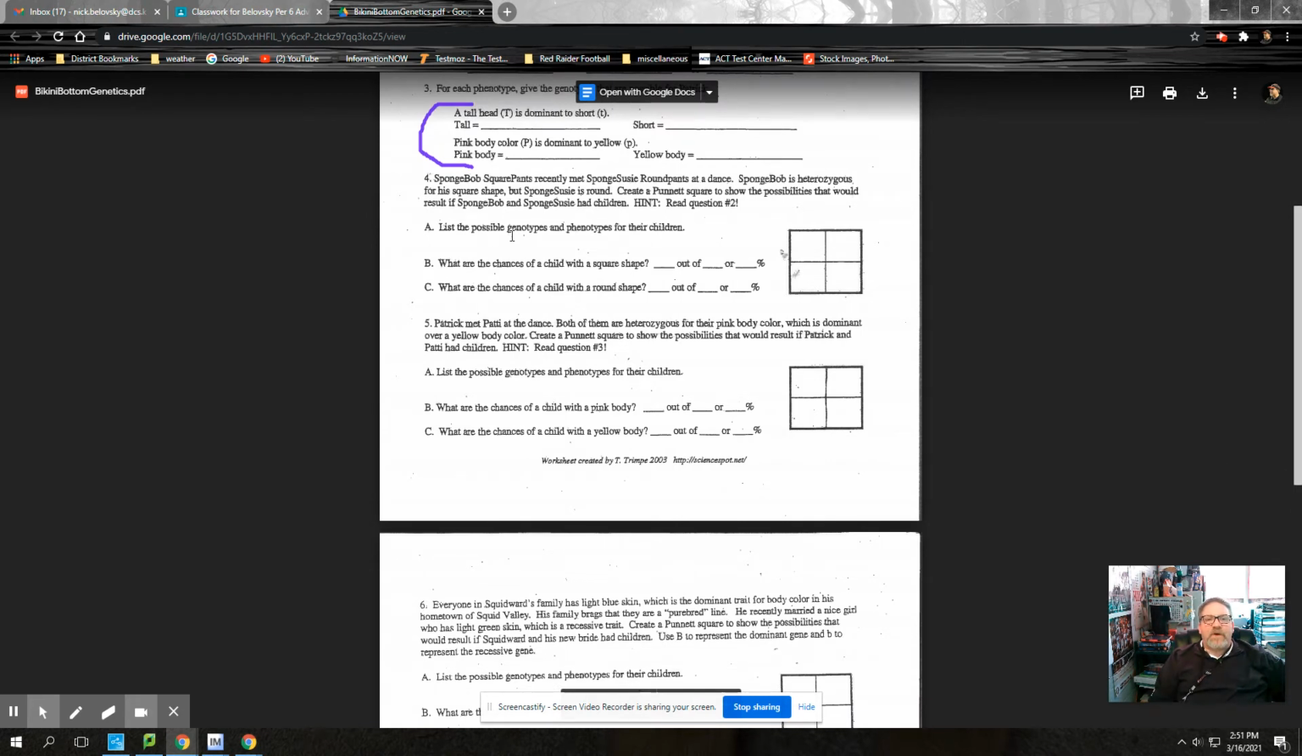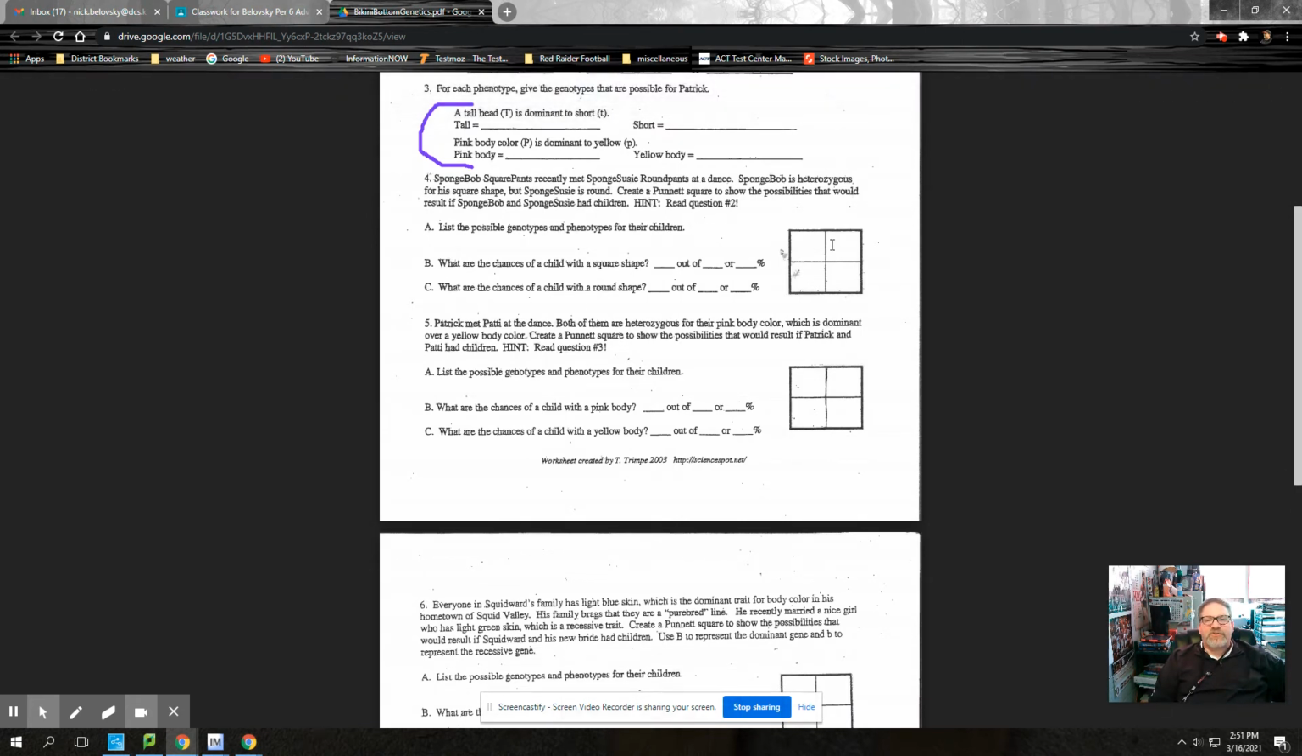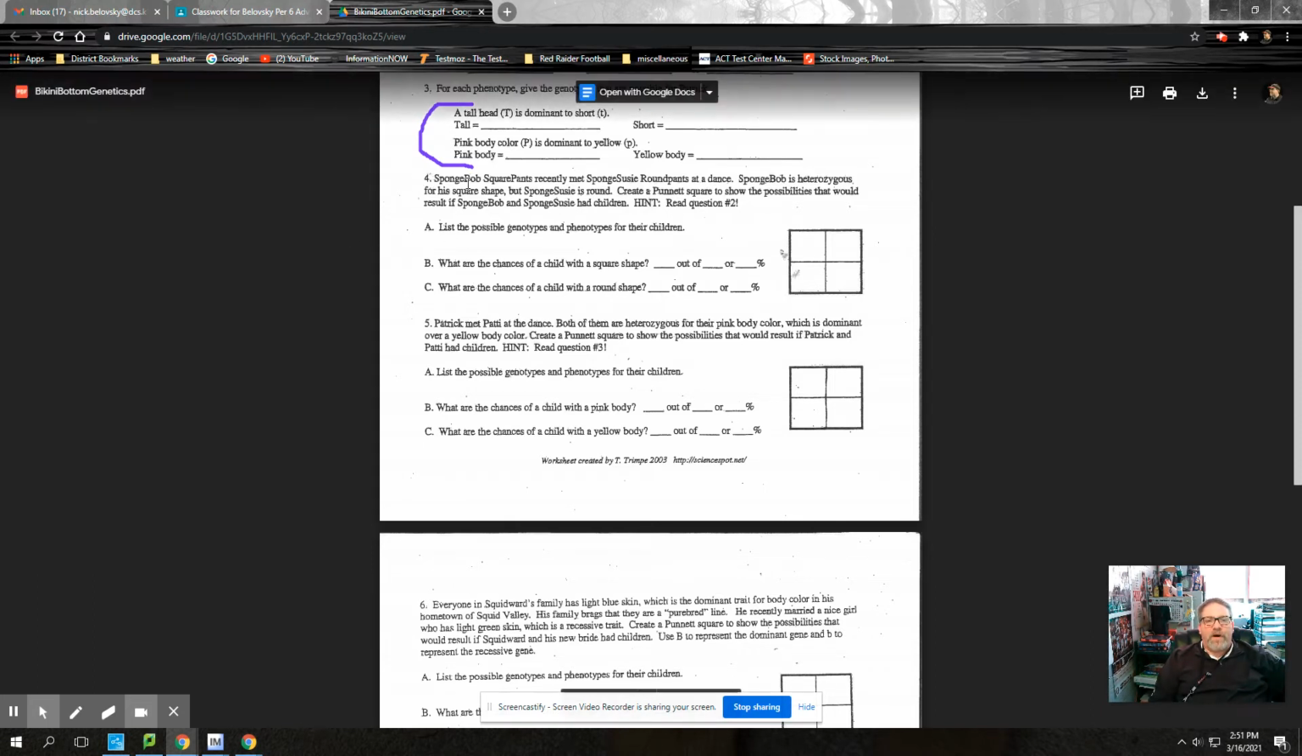List the possible genotypes and phenotypes for these children. All right, so right here we're going to write phenotypes and genotypes. Let's read the problem. SpongeBob SquarePants recently met Sponge Susie Roundpants at a dance. SpongeBob is heterozygous. Right away, heterozygous tells me that his alleles are going to be different up here. So for SpongeBob, since it says heterozygous, big S, little s.